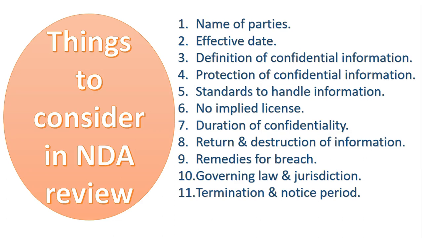So we'll go to the next point, that is point number 5, which talks about standards to handle information. An important point that must be covered in any confidentiality agreement is the standard by which the parties will handle the confidential information. Usually, each party will treat others' confidential information in the same way that it treats its own. However, this treatment is acceptable only if the recipient has set standards for handling confidential information, such as limiting access to information or other methods of preserving secrecy.